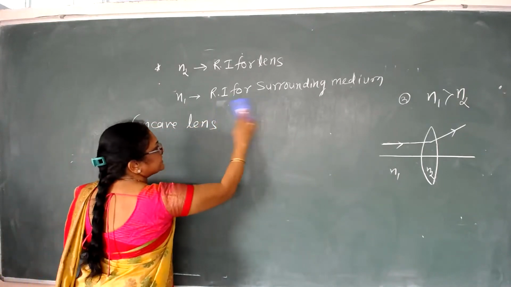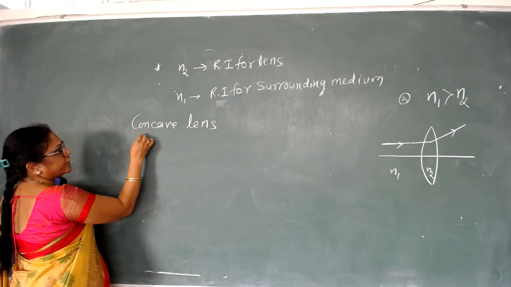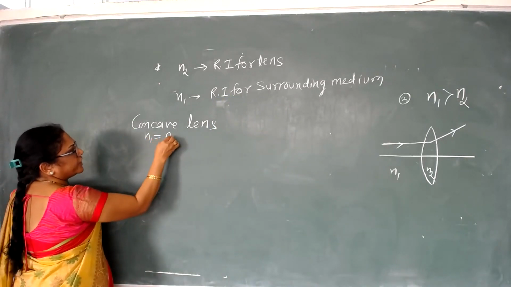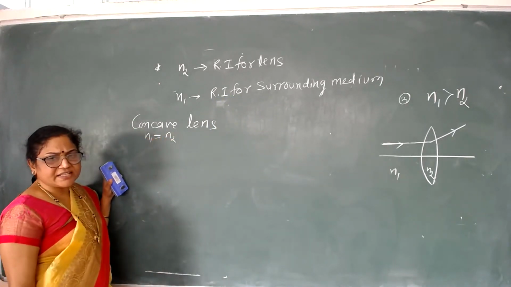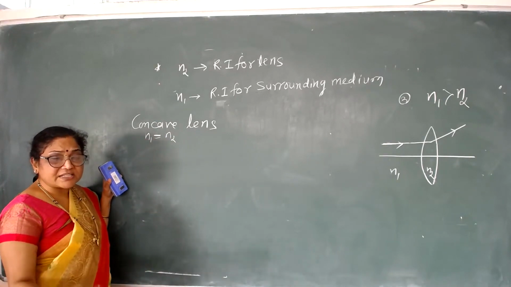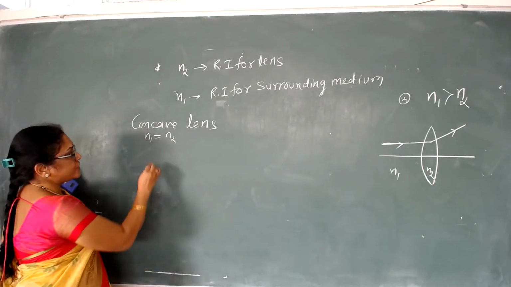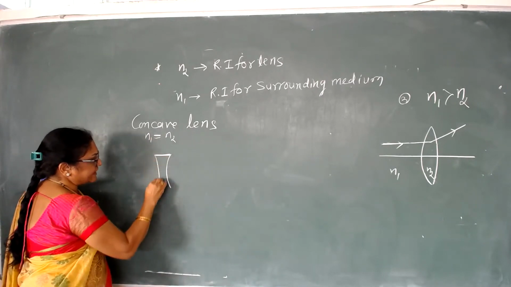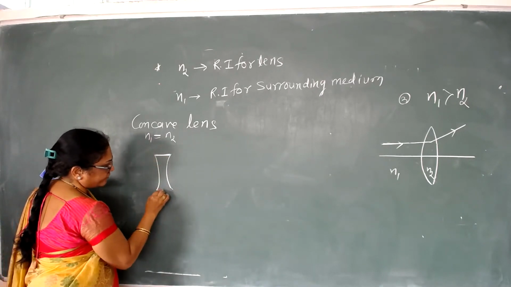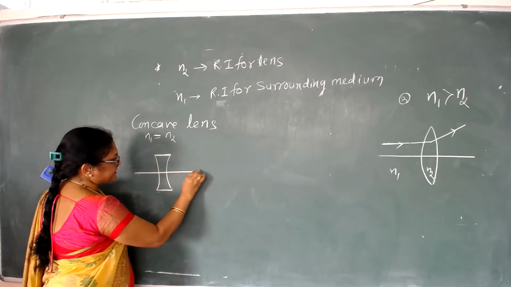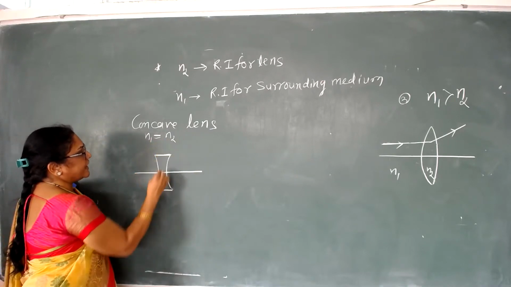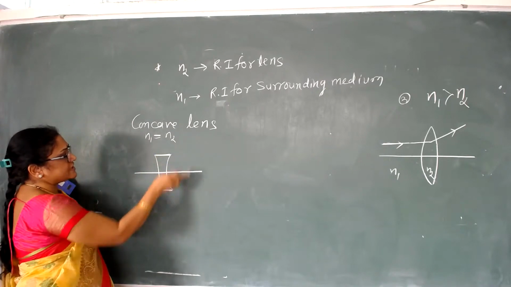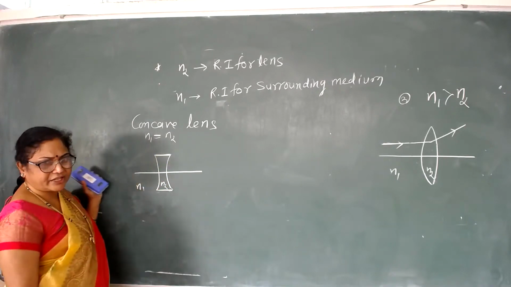The first figure is for the concave lens, N1 is equal to N2, when the concave lens is placed in the same surrounding medium. So here this is a concave lens. A concave lens is a divergent lens. Draw a principal axis. So this N2 is the refractive index of the lens, which is placed in the surrounding medium N1.